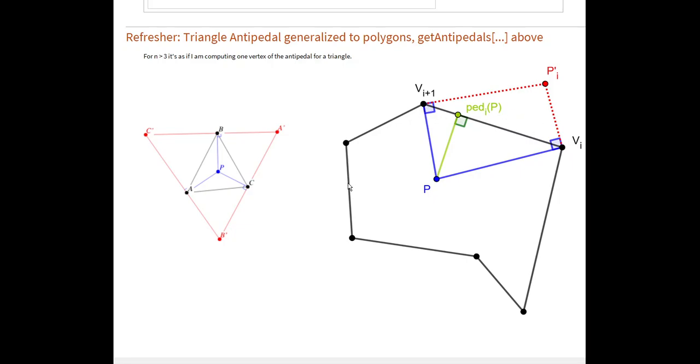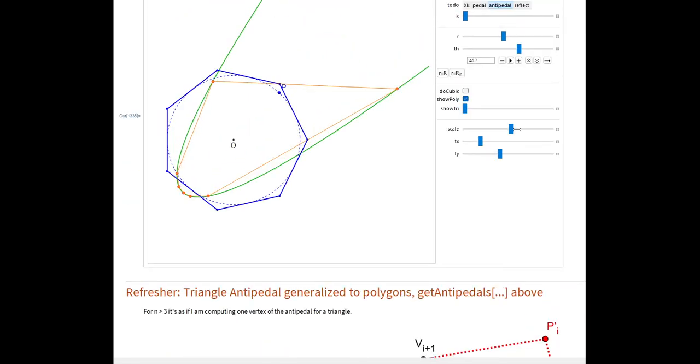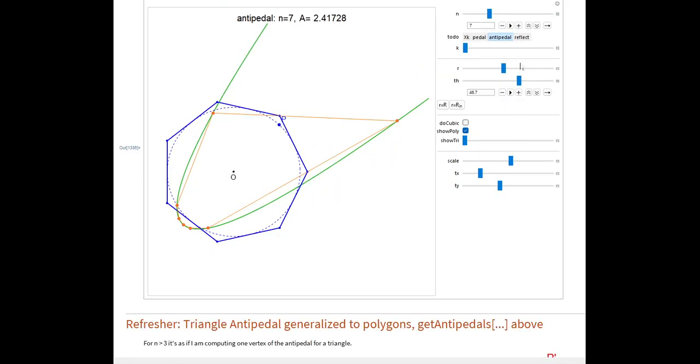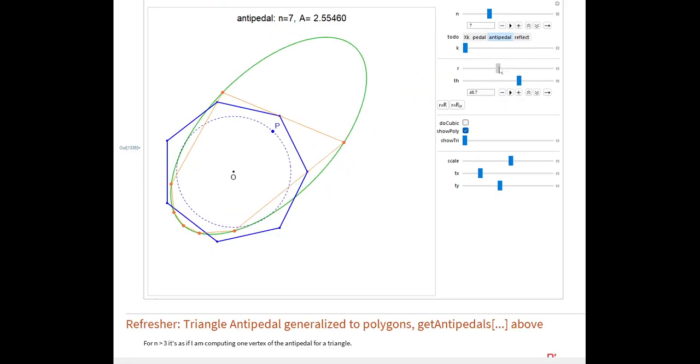And then I can repeat this for every vertex, for every side of the polygon to get a set of pi primes, the antipedal points, which are going to draw up the antipedal polygon, okay, which is not shown here. But I just want to focus on this one construction here. Now, why am I showing this? Because I've stumbled upon a very interesting phenomenon that I'm showing over here.